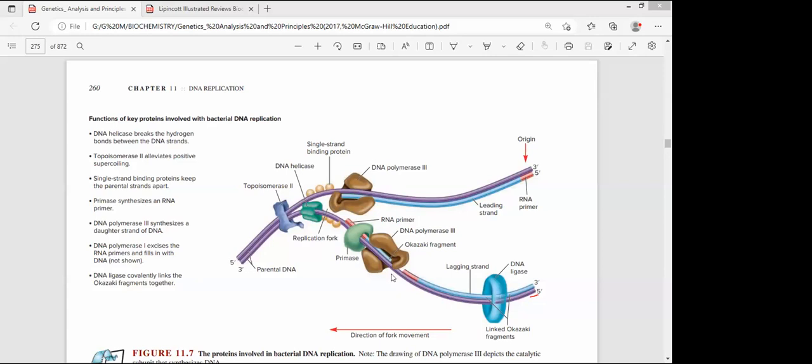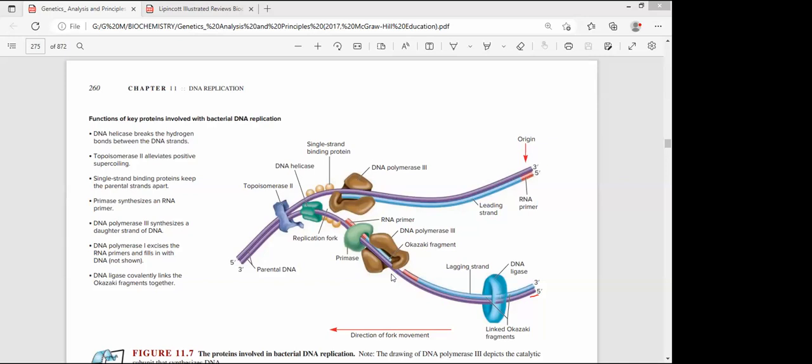DNA helicase is the first enzyme. It goes and splits the 2 strands. Then topoisomerase 2, because once it splits the 2 strands, there'll be supercoiling. So topoisomerase 2 relaxes that supercoiling. Then DNA polymerase begins its work synthesizing DNA in a 5' to 3' direction.